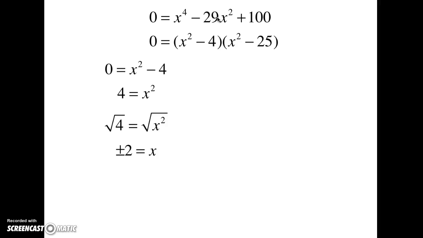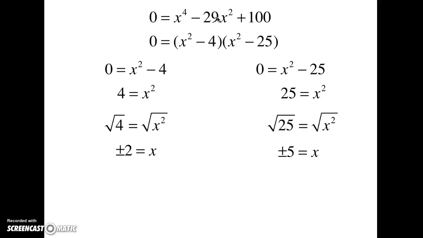We're going to do the same thing with x squared minus 25. We want to know when it's equal to 0, therefore we set it equal to 0 and solve. Add 25 to both sides, take the square root. Two more answers are positive and -5. So our four answers for this quartic polynomial, the four zeros, are at +2, -2, +5, and -5.